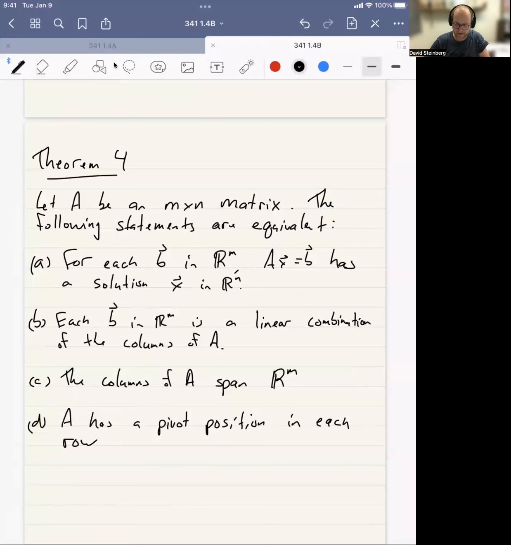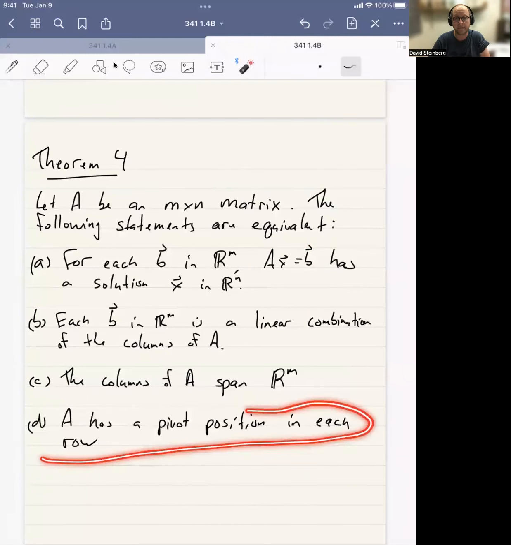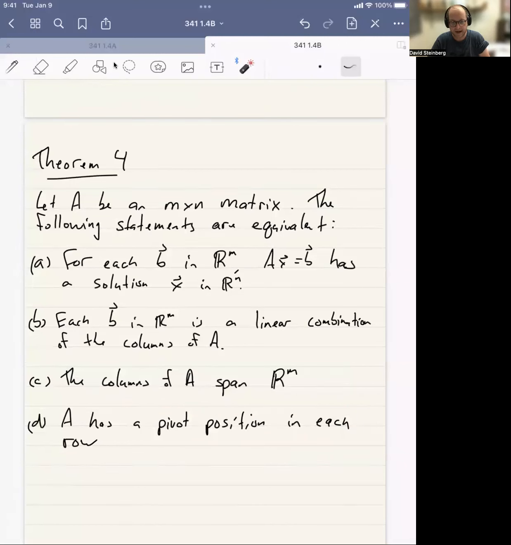If you're interested in whether or not AX equals B always has a solution, you might start looking for pivots of A, for example. Or if you're interested in whether or not the columns of A span Rm, you might try and solve this equation for an arbitrary B and see what happens. So they all give information about each other.